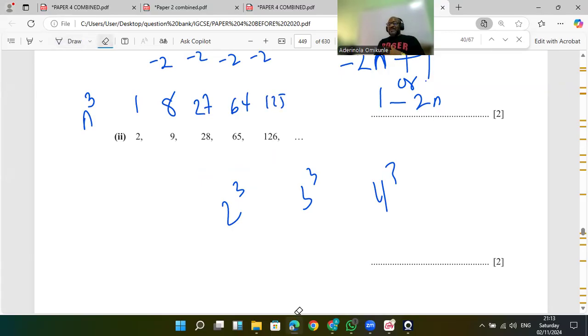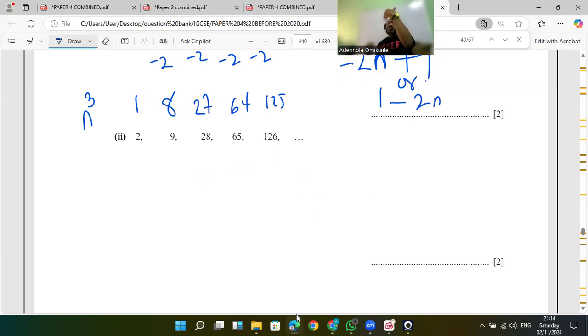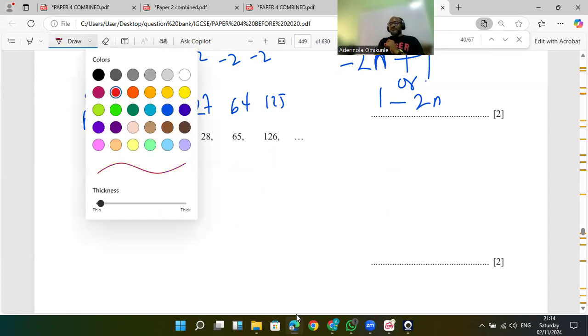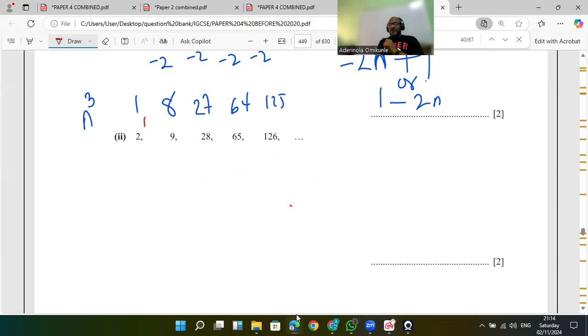Okay, so we said after writing the n cubed sequence, what you do is you compare the n cubed sequence and the key sequence you're given. If you look at both of them, you'll discover that it's just a difference of +1, +1, +1, +1. Again, you go from the n cubed sequence to the sequence you're given, not from the sequence you're given to the n cubed sequence. That's why the n cubed sequence is written on top.